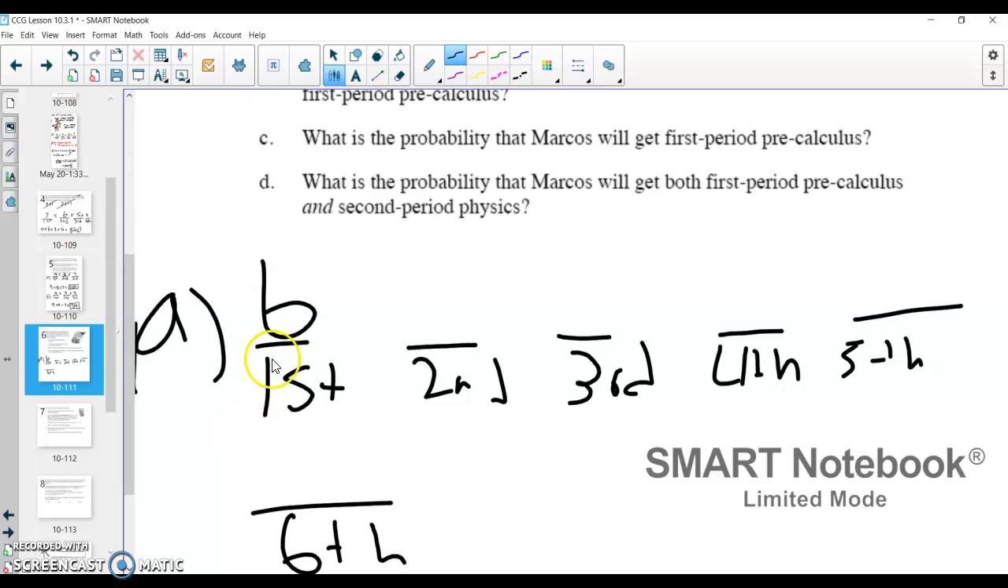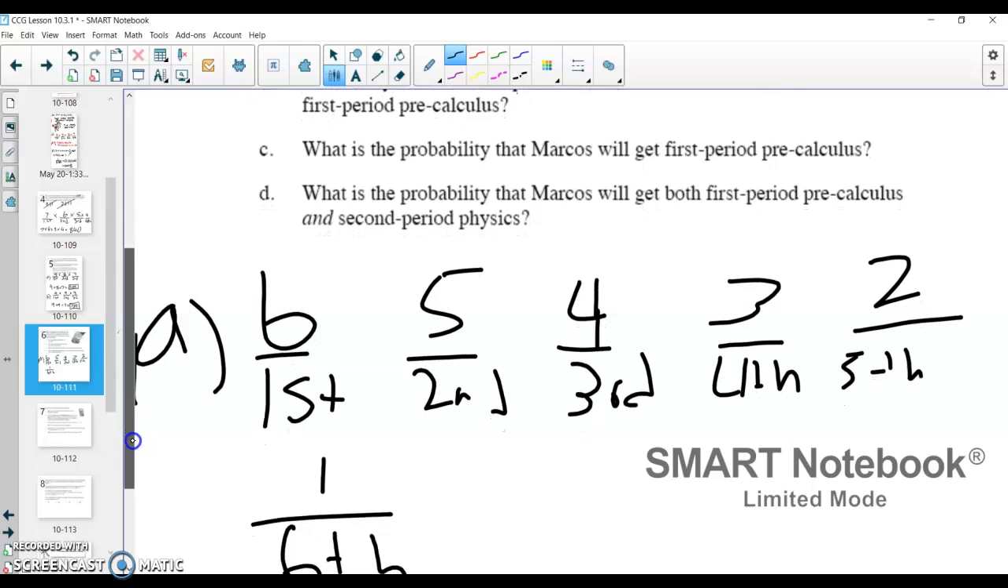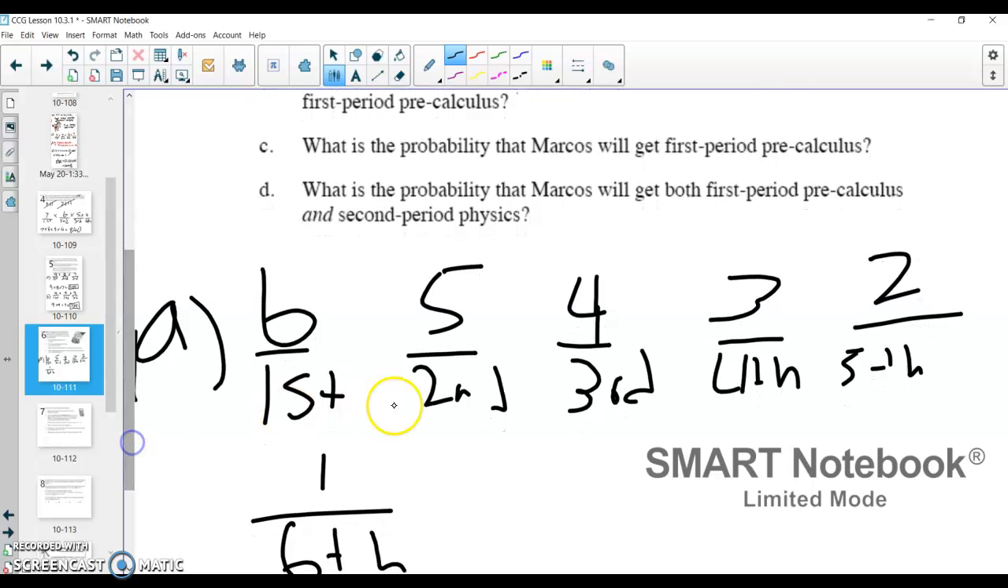Well, after that decision is made, you only have 5 possible choices for second period because you already made a choice for first period. After second period, you have 4 choices. After third period, you have 3 choices, 2 choices, and 1 choice. Choices go down every time you make a decision because you can't repeat classes. Like you can't have first hour biology and second hour biology. It's just not going to happen. And so that's why we see this decrease in choices every time.